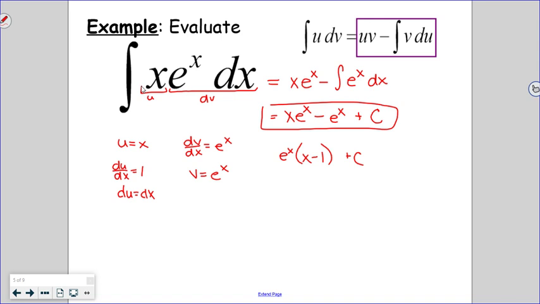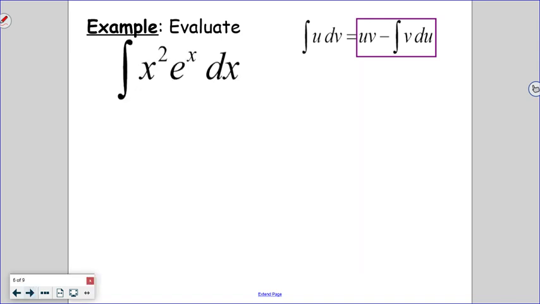Okay. All right, let's get a step more complex here. The integral of x squared e to the x dx, which looks very similar to the one we just did, right? The reason this one gets more complex is our u function. So again, I would let u equal x squared and dv equal e to the x dx, which means dv dx equals e to the x.